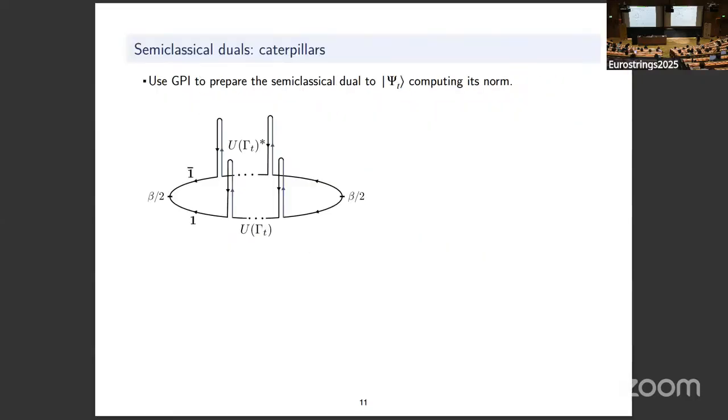Okay, so in holography, to try to understand the semi-classical dual, the holographic dual to a given microstate, what we typically do is to use the AdS/CFT dictionary, which tells us that we should compute the norm of the state, and then evaluate the norm of the state using the gravitational path integral in the bulk with the boundary conditions given by the actual CFT data that we use to create the state. Okay.